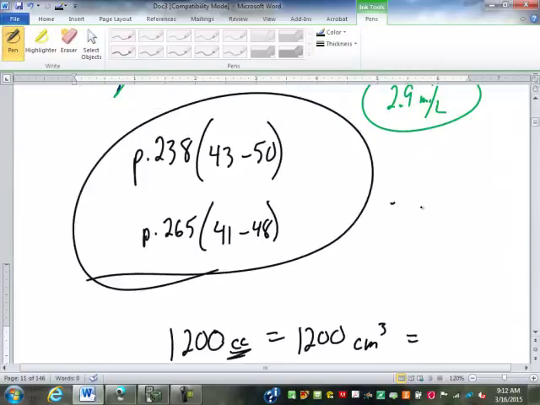So anyway, page 238, 43 through 50, page 265, 41 through 48.